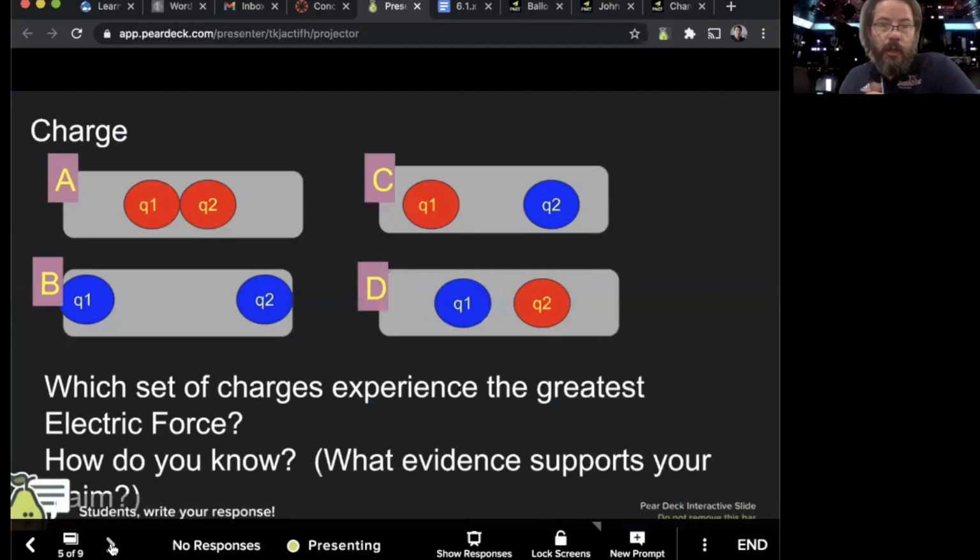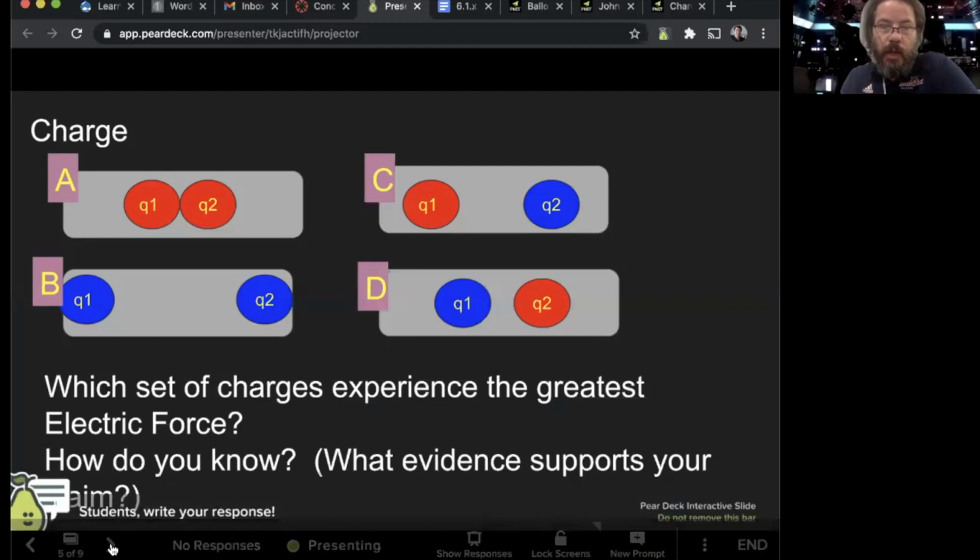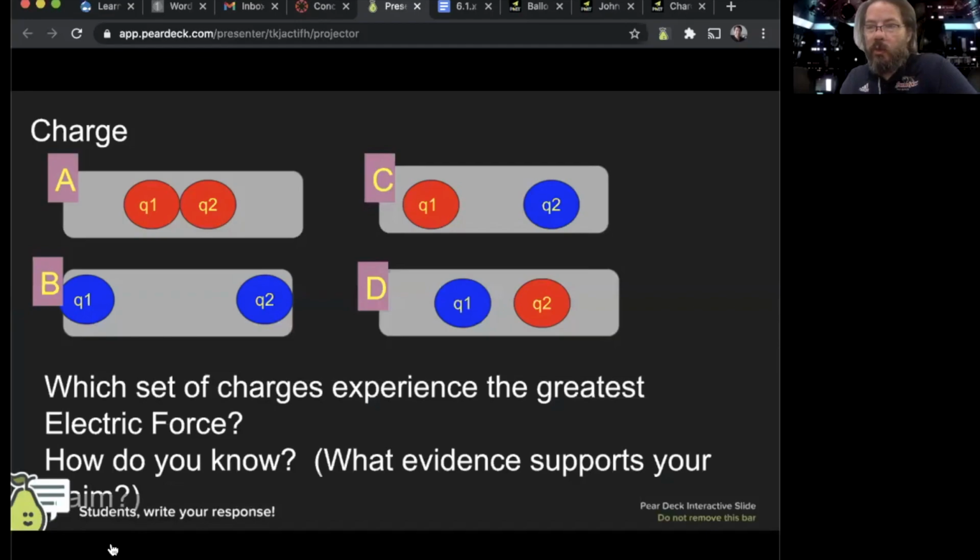All right, so here we go. We got a set of charges here. We got A, B, C, and D set of charges. We're going to assume that the circles are all the same size because they should be, because I copied and pasted them. Notice that they're not protons or electrons anymore. They're just Q1 and Q2. But which set of charges experiences the greatest electric force? How do you know? So type that in the Pear Deck.